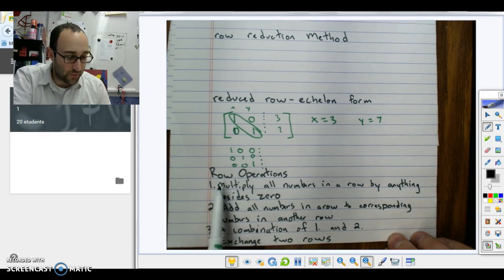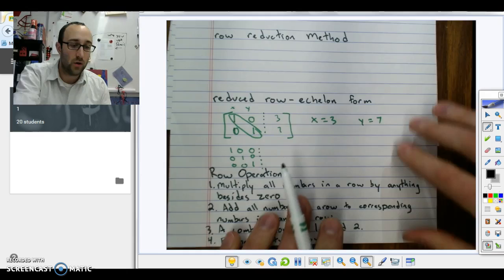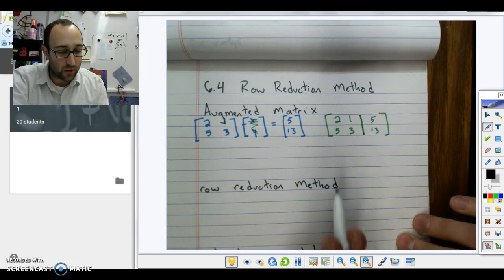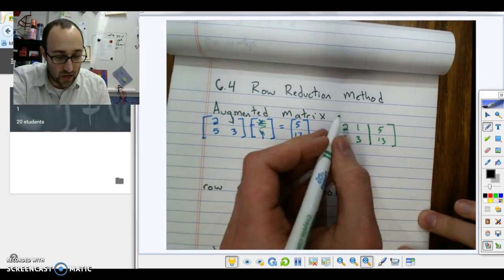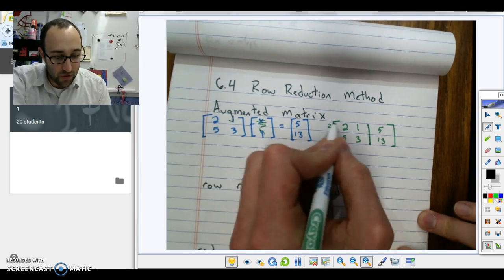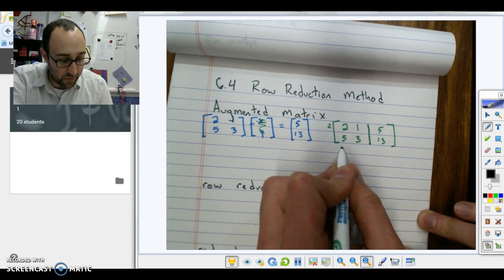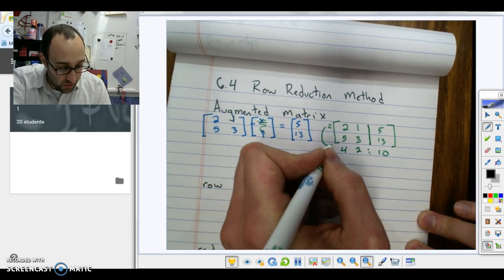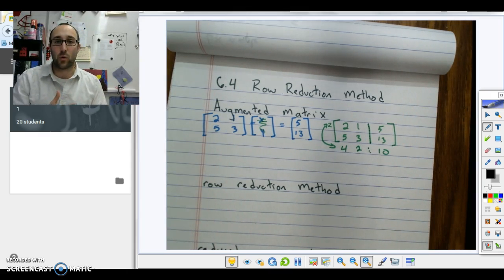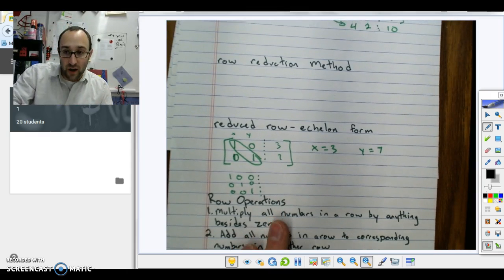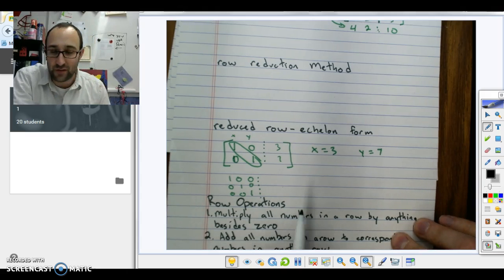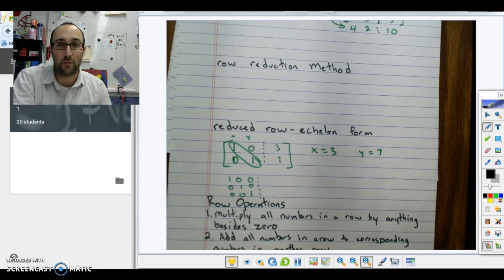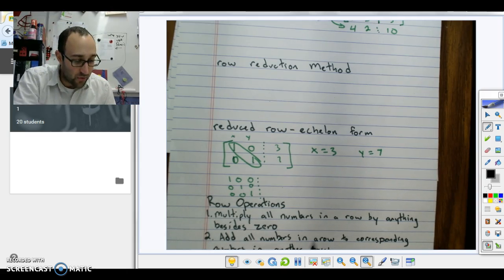The first thing you can do is multiply all the numbers in a row by anything besides 0. So if I want to do that up here, I could multiply everything on top by, let's say, 2. That would make this row, instead of 2, 1, 5, it could be 4, 2, 10. So I just multiplied that top row by 2. So you can multiply or divide any row by anything besides 0. If it's 0, then it cancels everything out, and it's not going to be helpful as far as solving a system of equations.